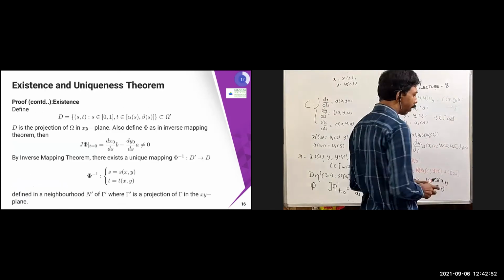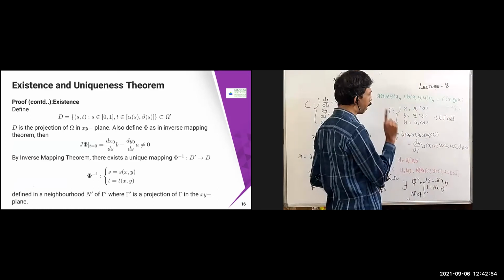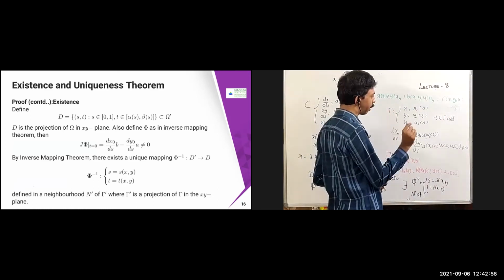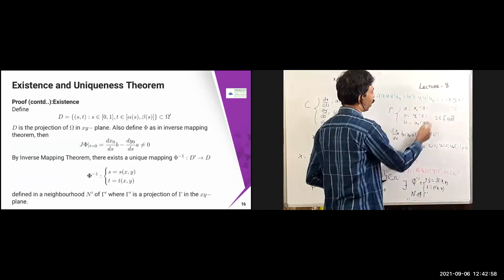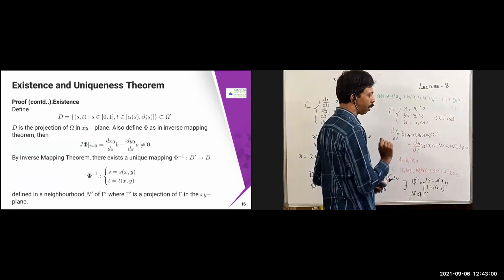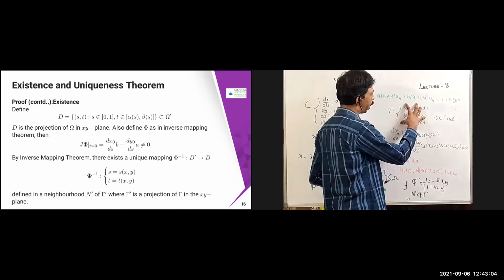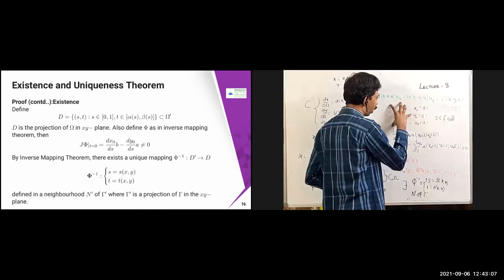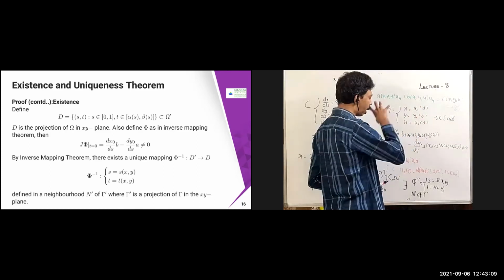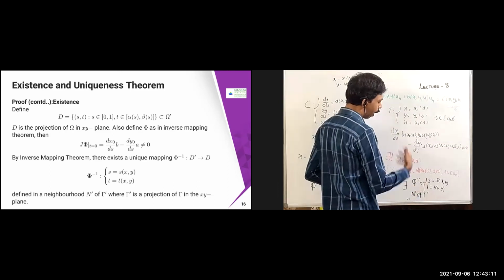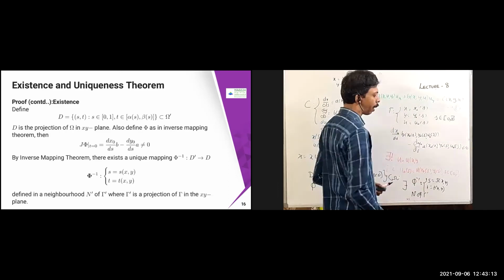Same thing here. P naught was some initial point, so here the initial point is this one. It's not always one out of this. So if I take a neighborhood of n here, then correspondingly there will be a neighborhood of n dash on the other side also. So n dash of gamma dash is here.